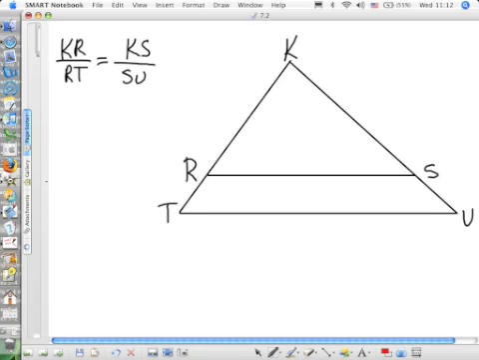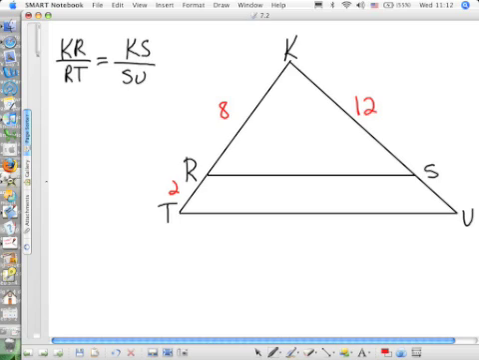Now, what I suggest you do is draw a little picture and label what you know. For instance, number 22. We know that KR is equal to 8. We know that KT is equal to 10. So RT is 2. We know that KS is 12. With this information, can we use the proportion that's written up here?